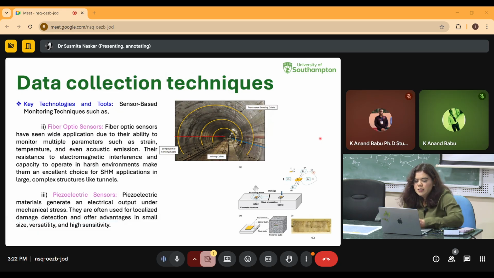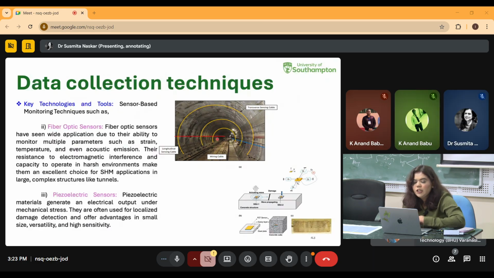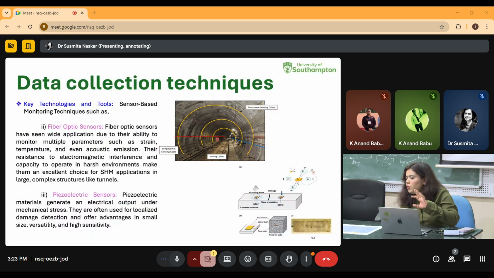And here you can see this particular image, and it illustrates how longitudinal and transverse sensing cables can be embedded to provide comprehensive coverage across the whole structure. So especially for the case of tunnels, we use fiber optic sensors quite a lot, right?